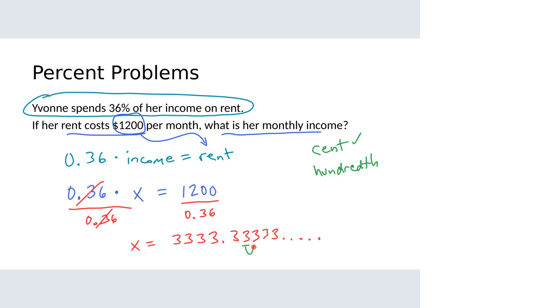So we'll go to the hundredths place, 4 or lower, so we'll round that down. Her monthly income then is $3,333.33. Let me know if you have questions about that one.